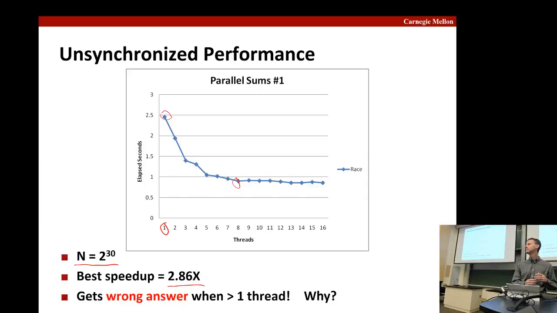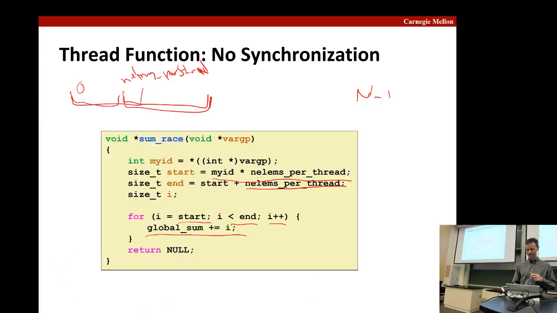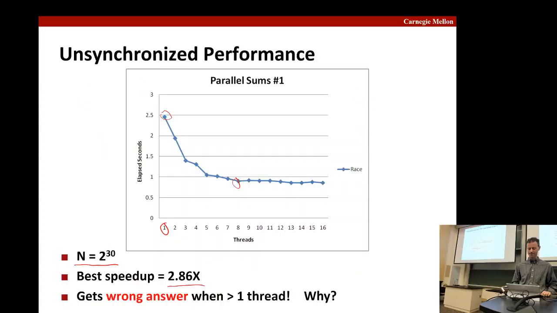Why is that? Anybody? Because it's got the same race conditions we saw earlier, with multiple threads trying to update one value. Basically what's happening here is, even though it's a single instruction, you're reading global sum, you're adding i, and you're writing back out global sum. And in between, if somebody else reads it and does the same thing, then you miss entire values.